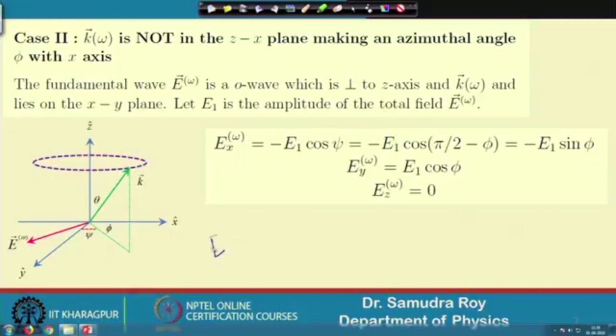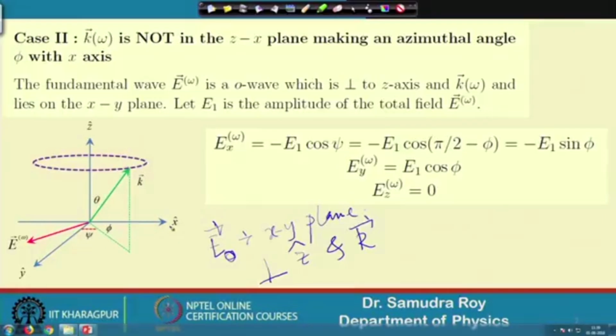Obviously, E will be in the xy plane and it should be perpendicular to the z axis and the k vector. So, we know that this electric field is related to the ordinary wave. This ordinary wave is now in this direction given by this red line, which is perpendicular to both z and k and lying on the xy plane.